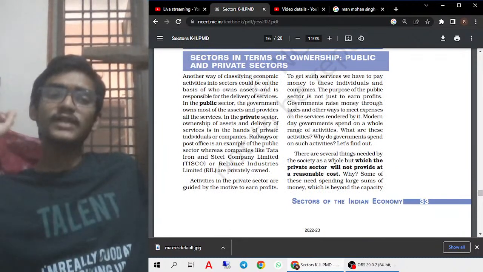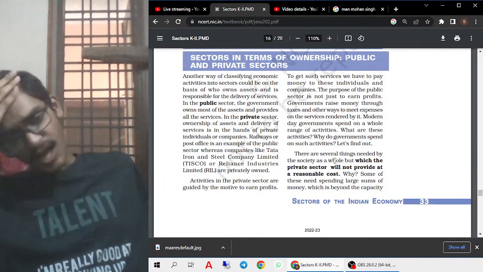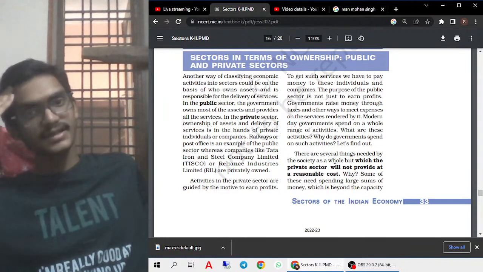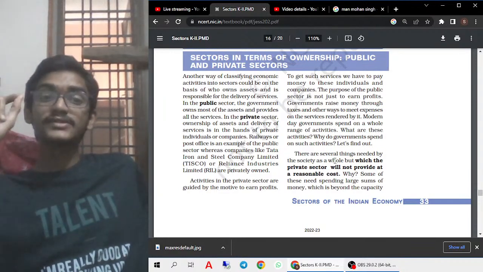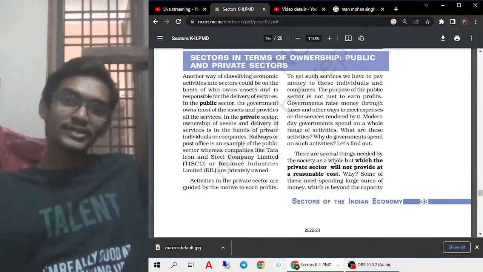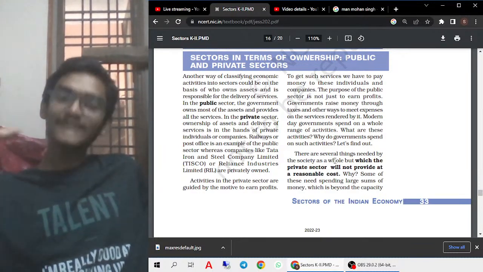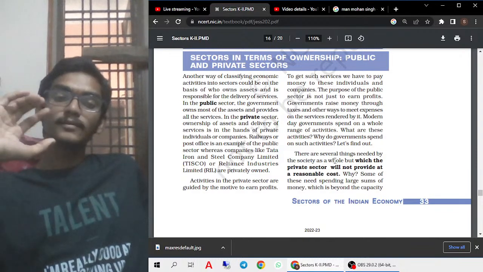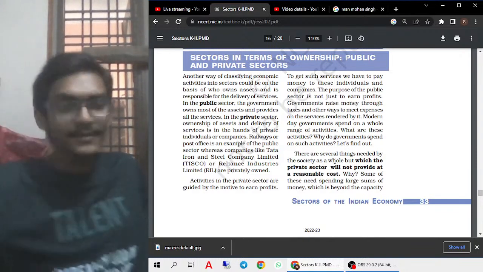Let us try to understand the public and the private sector, the last part of the chapter. Public and private sector is nothing but the classification based on the terms of ownership. Ownership is based on what we actually own, the different lands and different things. It is divided into public and private sectors.